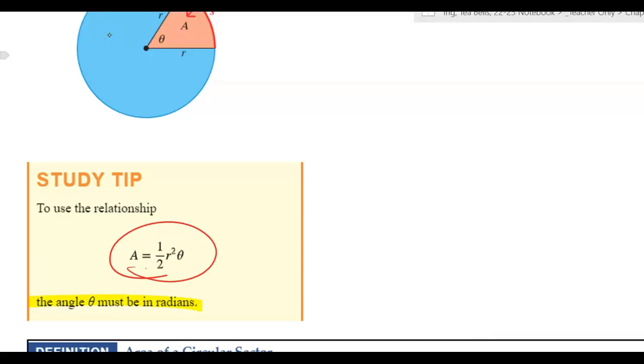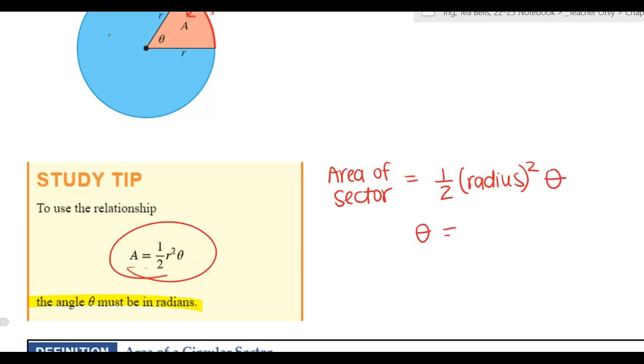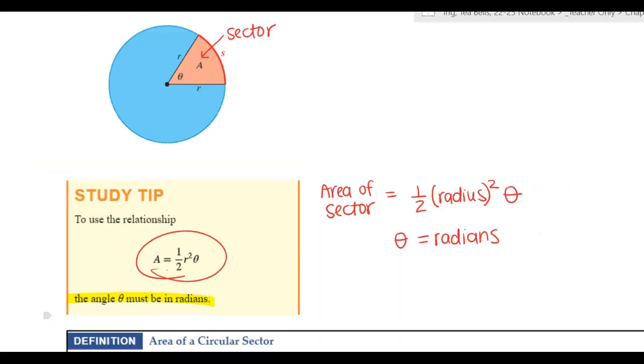So to write this in better terms, so you have it: the area of the sector is 1/2 times your radius squared times your angle. And of course, your angle is in radians. If it's easier for you to write it that way instead of trying to remember what all the variables are, feel free to do that.